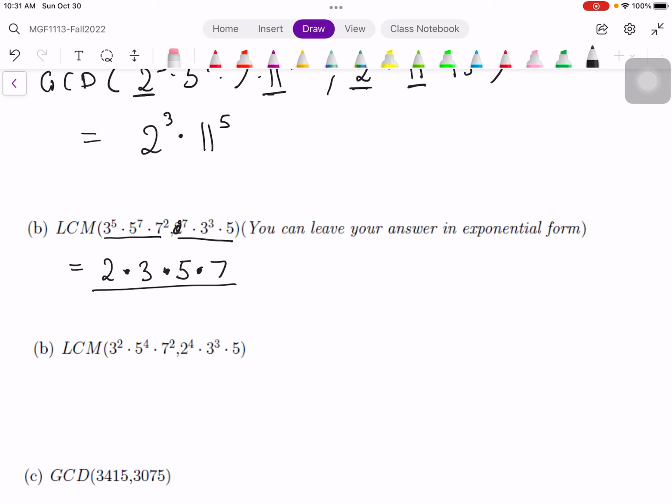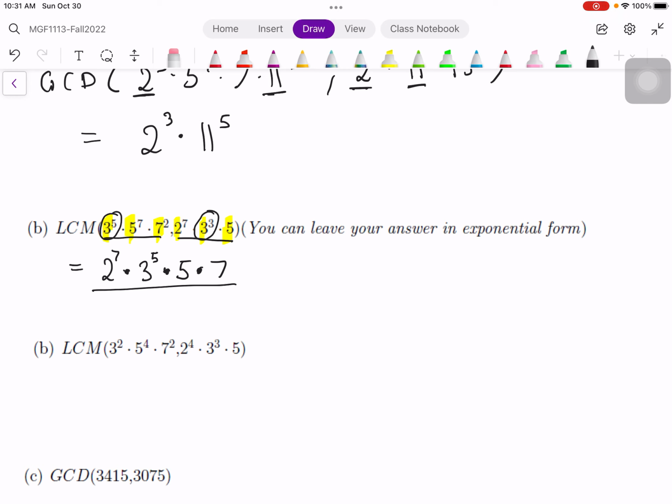I see 2, I see 3, actually in both, I see 5 and I see 7. You list them all. Now what powers do you go with? Well, 2 only appears with power 7, so that's the power it goes to. 3 appears as 3 cubed and 3 to the power 5, so you go with the bigger of the two powers. Because remember, both 3 to the power 5 and 3 cubed need to fit in that number, so you have to go with the bigger power.